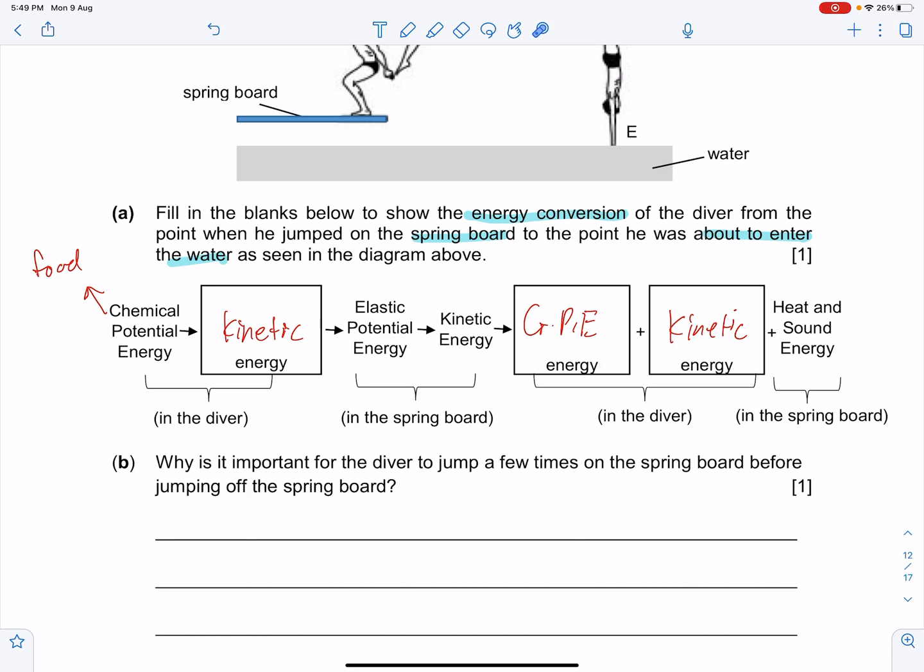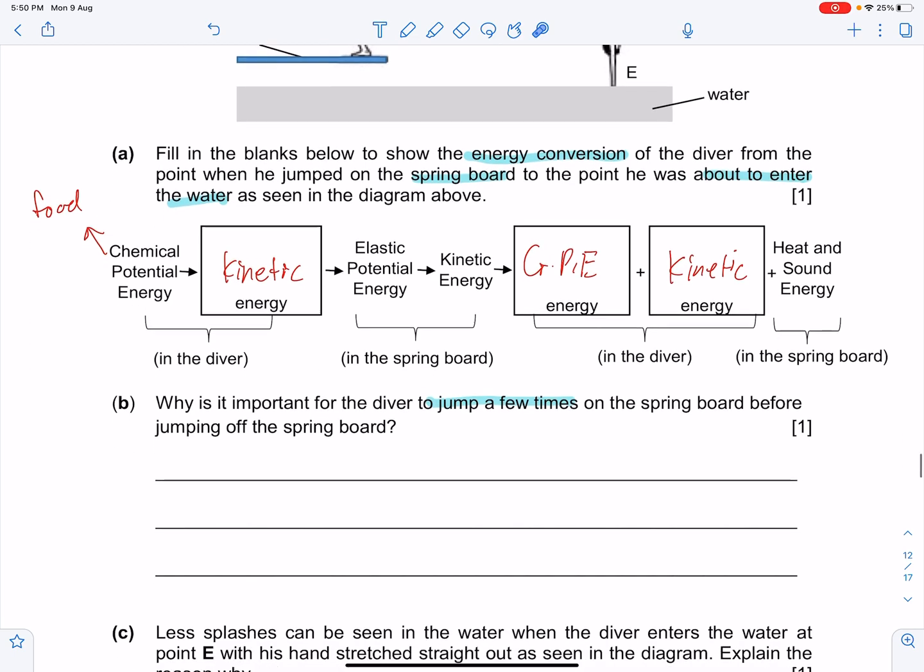Why is it important for the diver to jump a few times on the springboard before jumping off the springboard? So when you think about it, you are jumping. So the jumping part of it is talking about the kinetic energy that is being stored, that is being given off in the diver. So this more kinetic energy will actually result in more elastic potential energy, which will then give you more gravitational potential energy. So it enables him to leap higher.